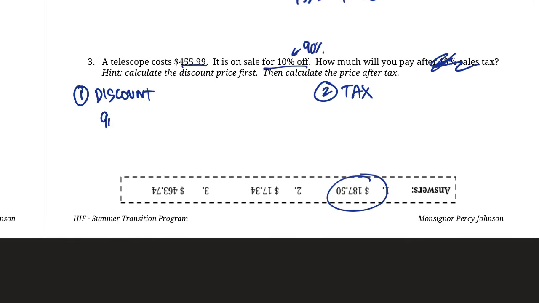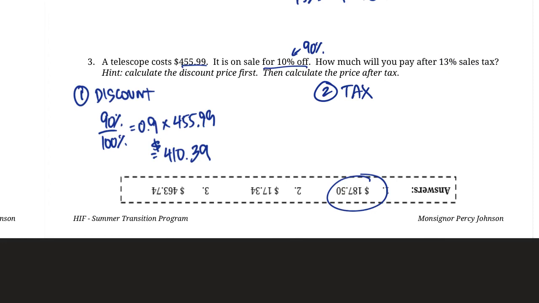So we're going to do 90% as a decimal, which is 0.9, times the original price, which is $455.99. If I do that on my calculator, 0.9 times $455.99, it's $410.39 if I round to the nearest cent. So that's how much it costs after the discount. But then we have tax on that. So the trick now is to, we want to include the tax, right?